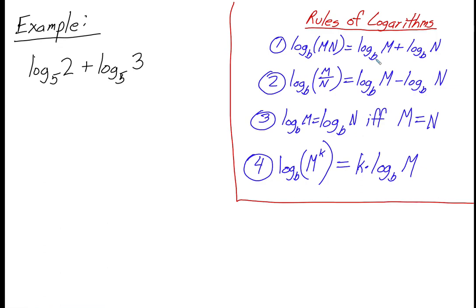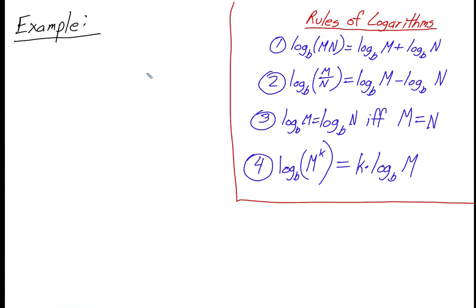Well, since they are the same base, and I'm adding them together, it really looks like rule number 1, the log of m plus the log of n. As long as the bases are the same, you can combine those two things together into the log with the same base, but the argument, the thing that you're putting into the log, is m times n. So we could say this is the same as the log base 5 of 2 times 3, 6. That's a pretty basic example. Let's look at another one.